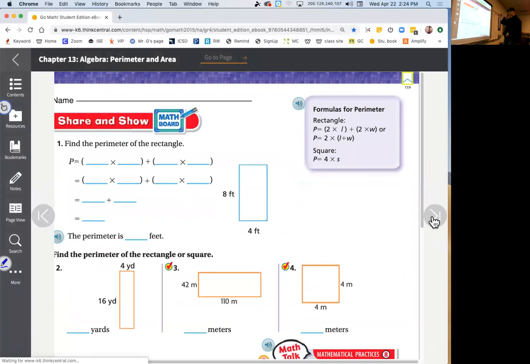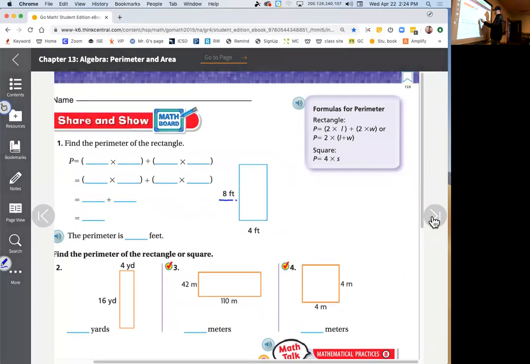Next page. So find the perimeter of this one. Here's our length and here's our width. So 2 times 8 and then 2 times 4, unless you want to go 8 plus 8 plus 4 plus 4. But which one's faster? So we're just going to skip that one because we're writing the same thing down. This one probably said 2 times length, and then this one said 2 times width.